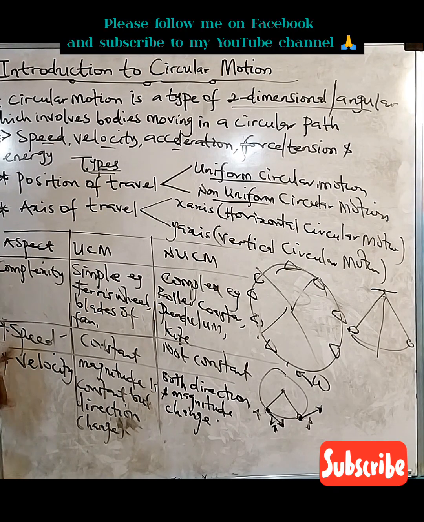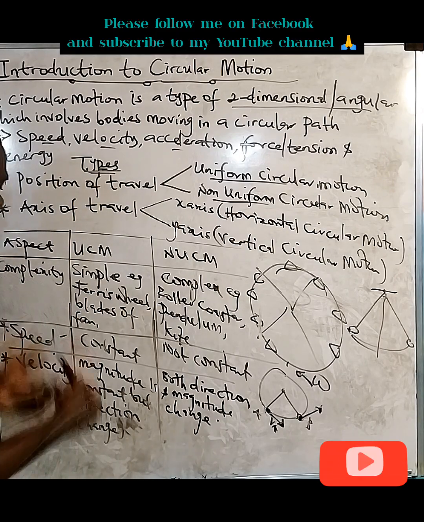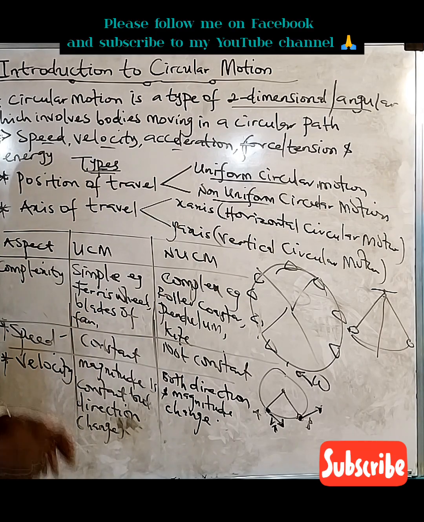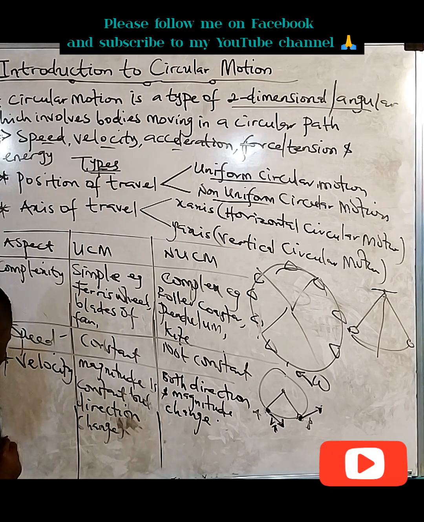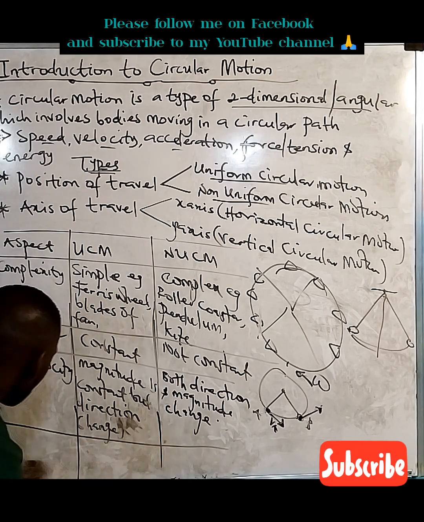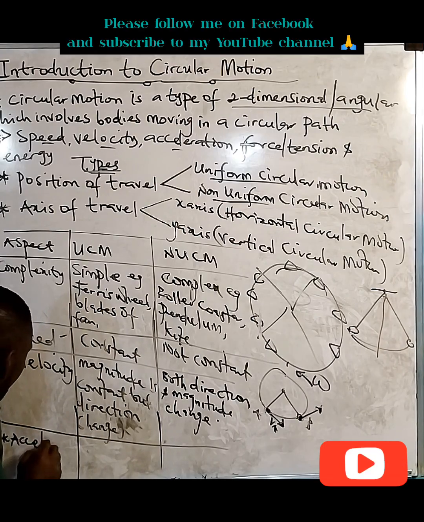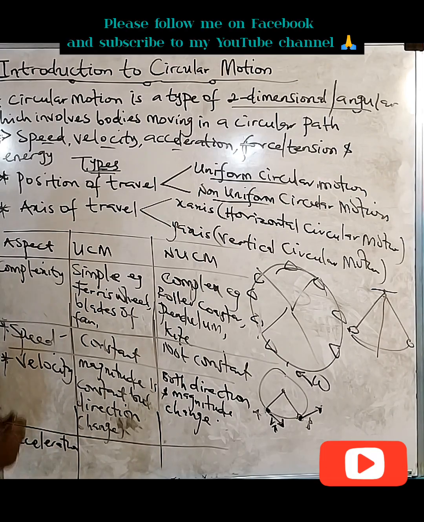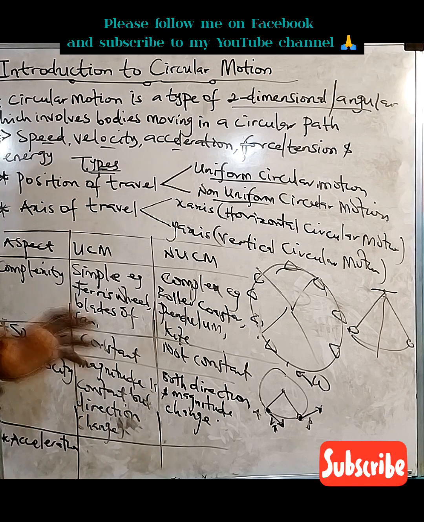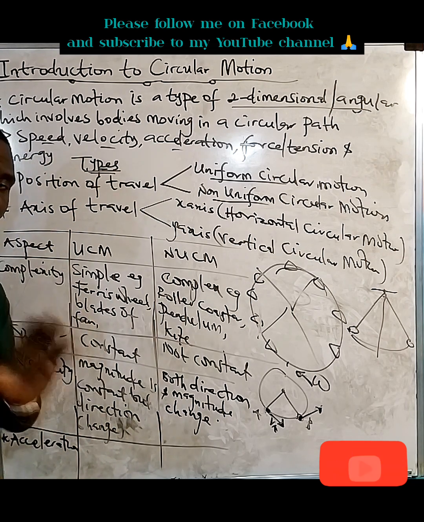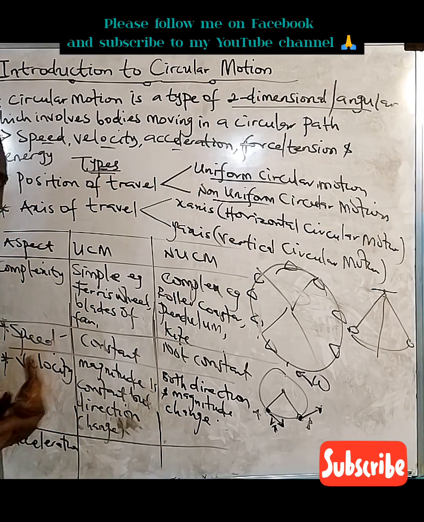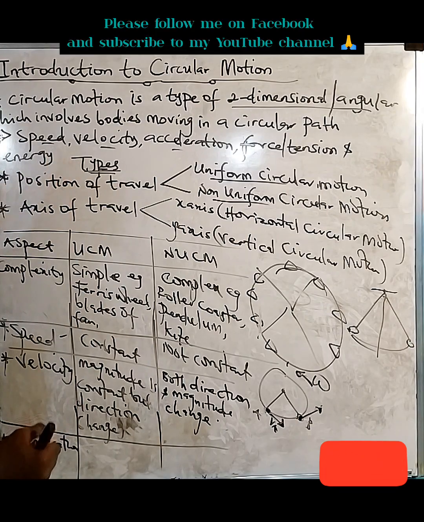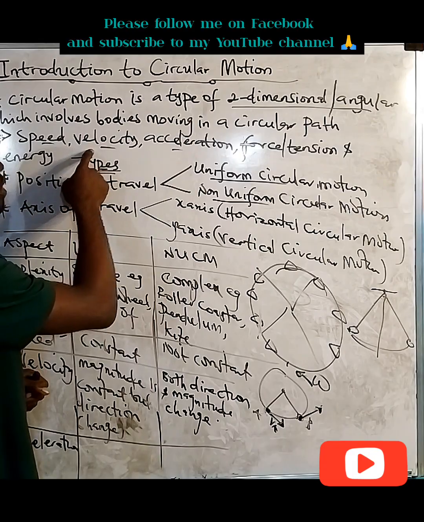So we're done with complexity, speed, velocity. The next thing we're going to talk about is acceleration. Let's see further differences in acceleration. Now, when it comes to acceleration, for uniform circular motion, we only have what we call centripetal acceleration. We only have centripetal acceleration for uniform circular motion. There is no tangential. Don't forget, we said when it comes to circular motion, we have linear or tangential.